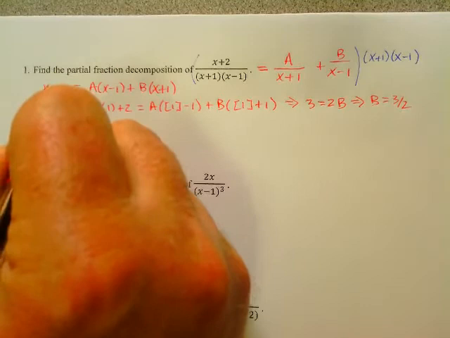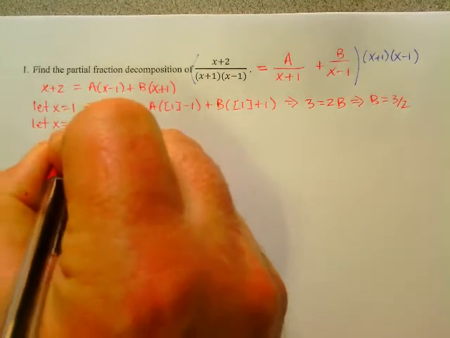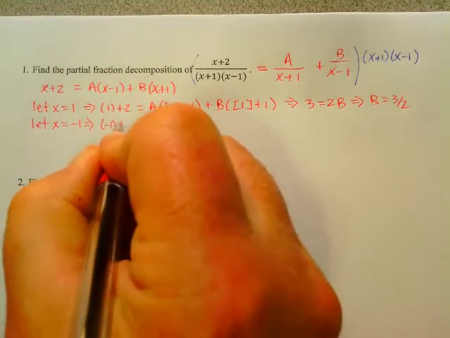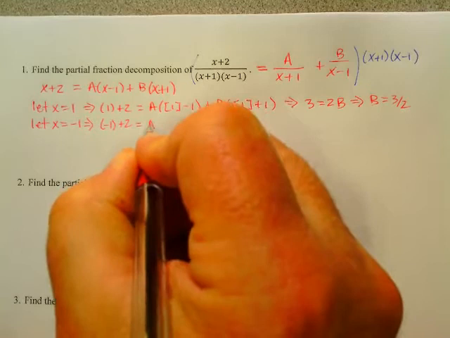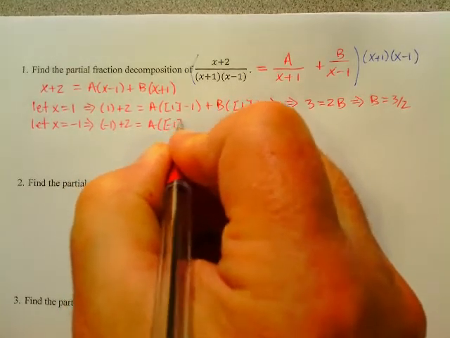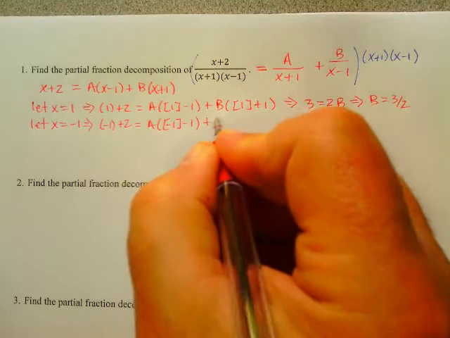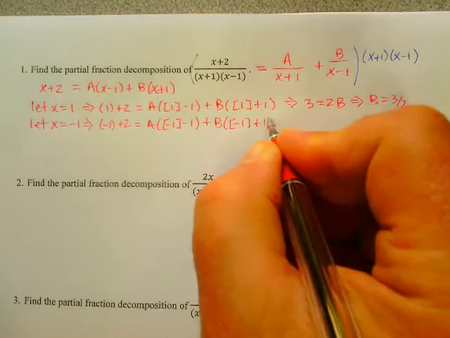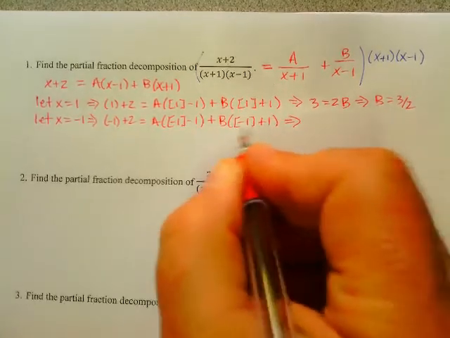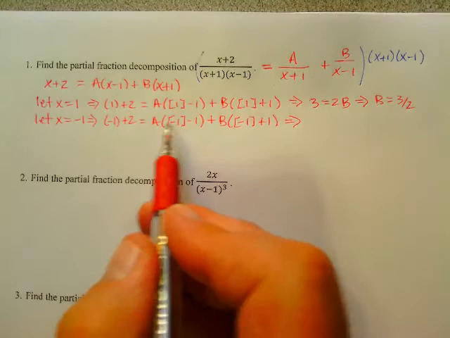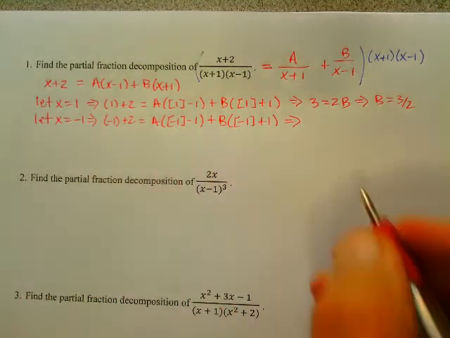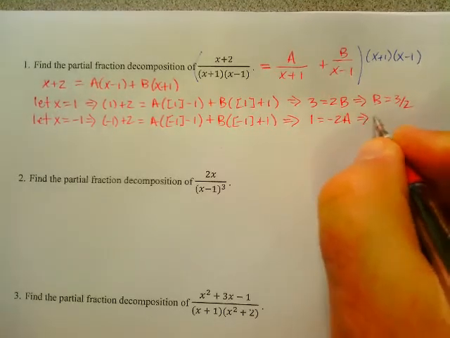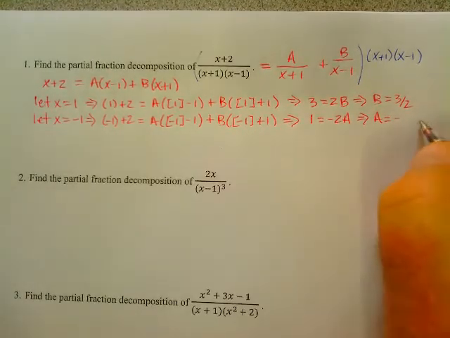And now let's let x equal negative 1. And so we'll have negative 1 plus 2 equal a times negative 1 minus 1 plus b times negative 1 plus 1. Now this part's going to end up as 0. Over here we'll have negative 2a, over here we'll have 1, so 1 equals negative 2a, or a equals negative 1/2.